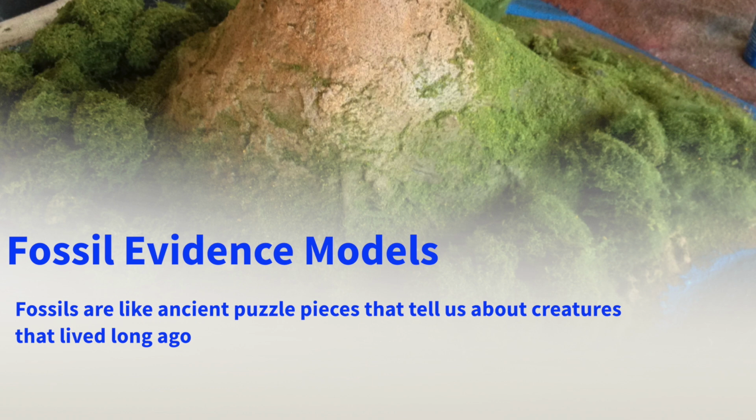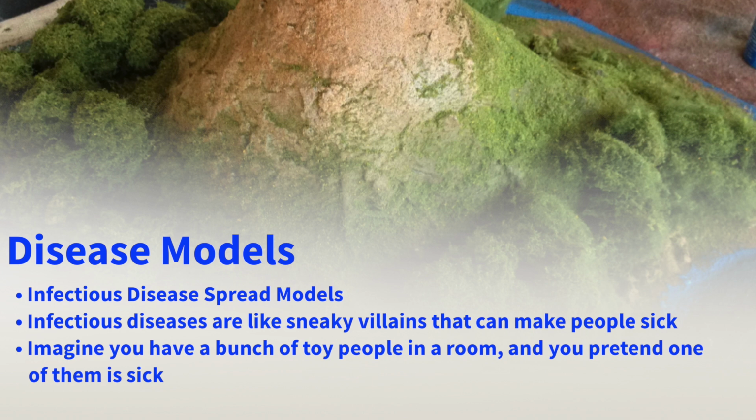Let me briefly also talk about disease models. We will explore the world of diseases and how scientists use these models to understand, fight and prevent them. Infectious disease models are like sneaky villains. They can make people sick. Models of infectious disease spread are like detective tools, helping scientists predict how a disease might move from one person to another person. Imagine you have a bunch of toy people inside a room and you pretend one of them fell sick. By moving the toys around and playing, you can see how the sickness might spread inside the room, and over time everybody will fall sick.